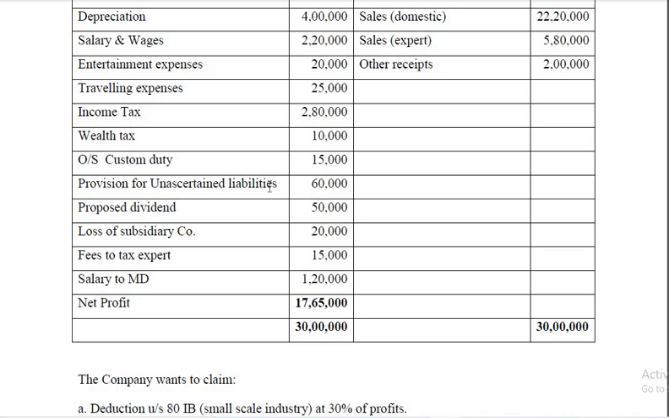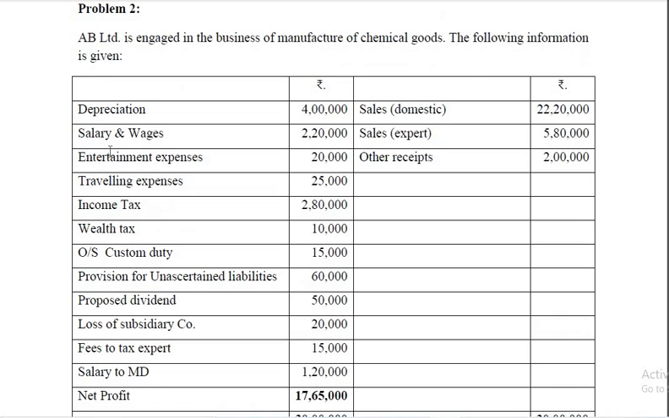Provision for unascertained liabilities is not allowed, both for computation of business income purpose as well as computation of book profit. Then proposed dividend is not allowed in both the cases. And then loss of subsidiary company is also not allowed in the case of computation of business income as well as book profit. Fee to tax expert is allowed in both the cases. Salary to MD is allowed in both the cases.